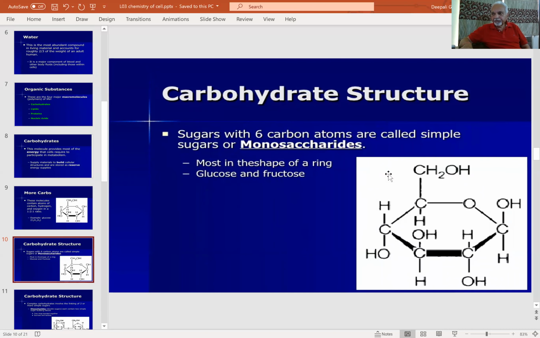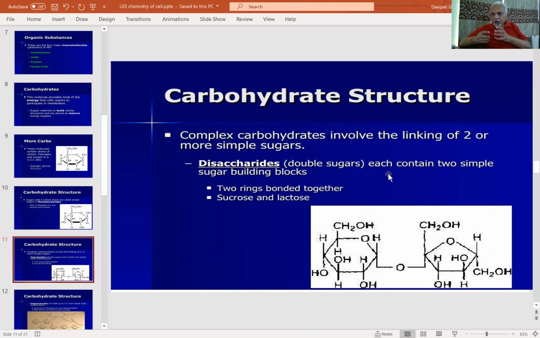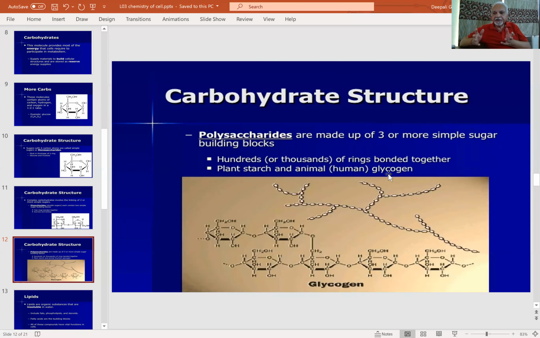And then you have monosaccharides like glucose and fructose, and then you have disaccharides, where two monosaccharide moieties come together to form sucrose or lactose. They are disaccharides. And then you have polysaccharides, wherein hundreds and thousands of these glucose moieties come together and form complex carbohydrates: starch, glycogen, chitin. Some of them participate in structure formation and otherwise serve as stored material.